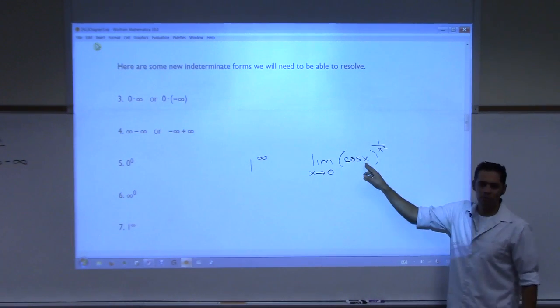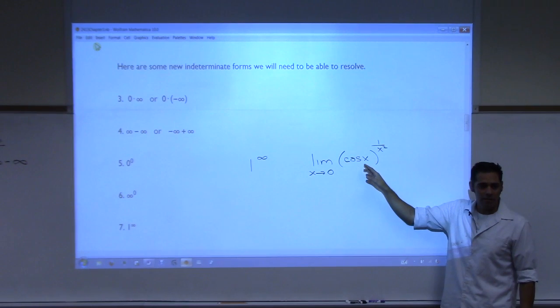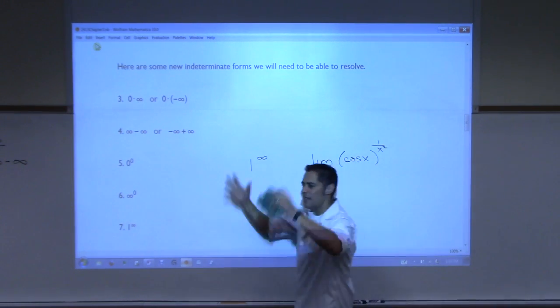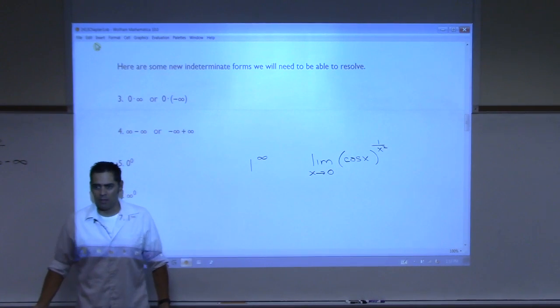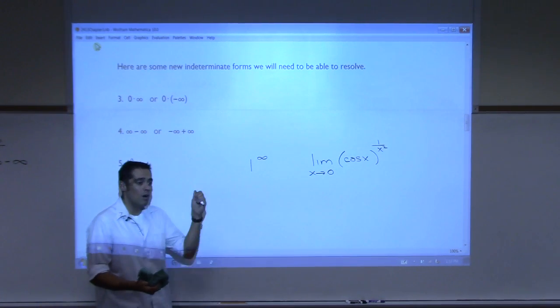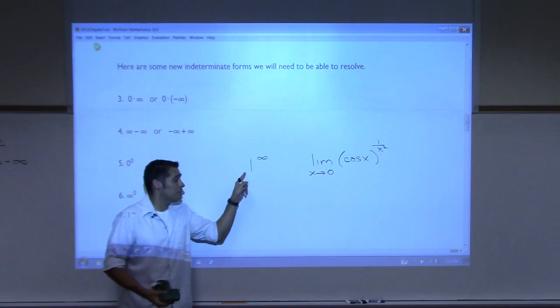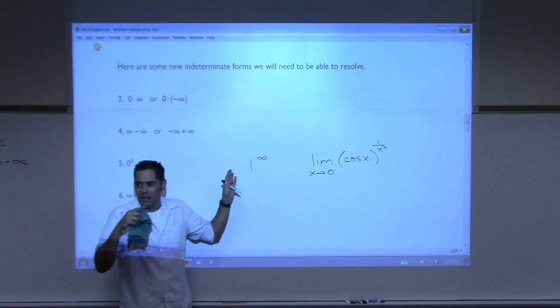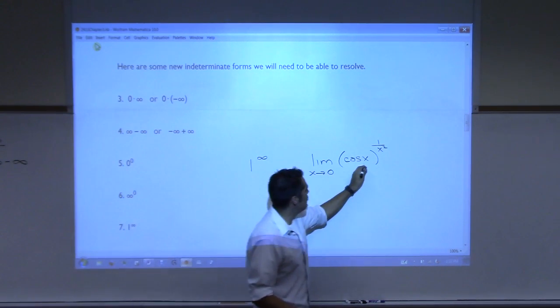What's cosine of 0? 1. So this is trying to become a 1, right? 1 raised to any power should be 1, right? 1 squared is 1, 1 to the 100th power is 1. So if it could ever get to 1, then the power wouldn't matter, right? If it actually got to 1, it wouldn't matter. But see, the thing is, it's not going to ever get to 1. It's approaching 1. So this guy's trying to become 1.